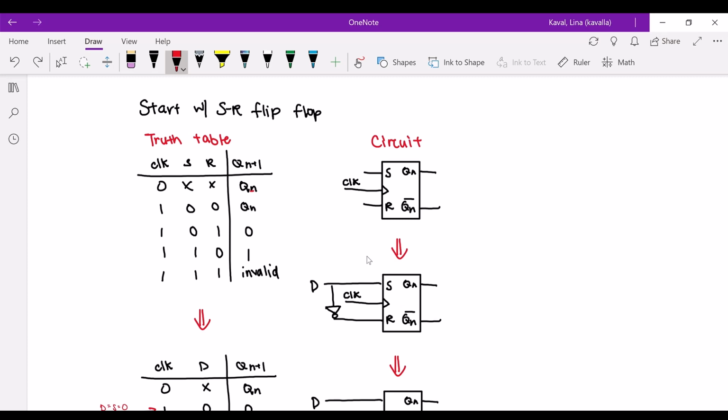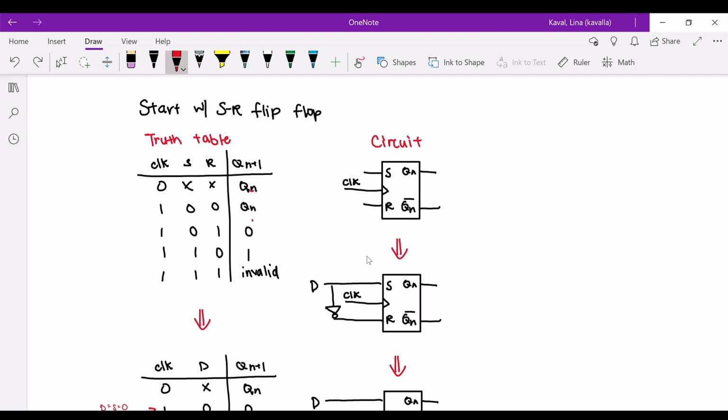Moving on, if we have a clock of 1 and inputs 1, 0, that's going to give us 0. Inputs 0, 1, that's going to give us 1. And then 1, 1 is our invalid state. So our circuit looks like this. We have an S input, an R input, and it's going to do some math inside of there that's going to give us a QN output and a not QN output. And that's our outputs here.